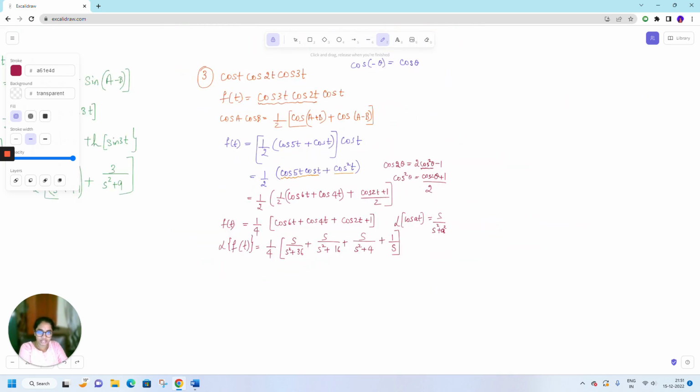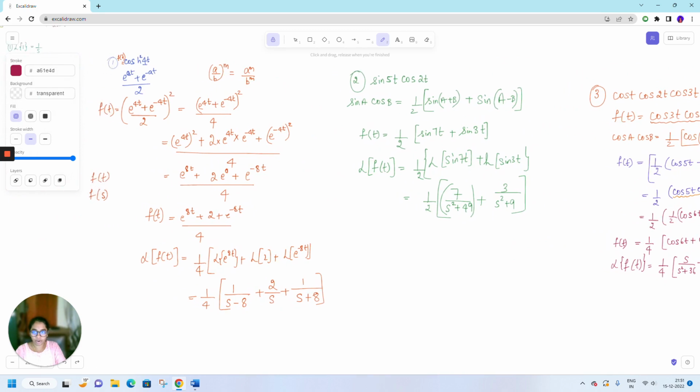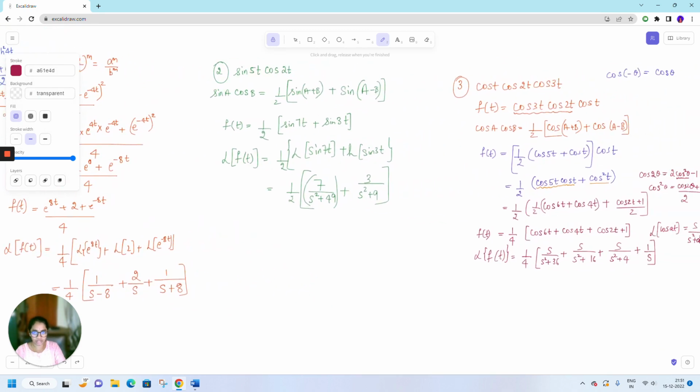So what did we study in this lecture? We studied how to convert the product of trigonometric functions, that is sin 5t and cos 2t, and we solved cos t, cos 2t and cos 3t. In these two problems, we converted the product of trigonometric functions to their sum. And then we applied Laplace transform because we know the direct formulas of these.